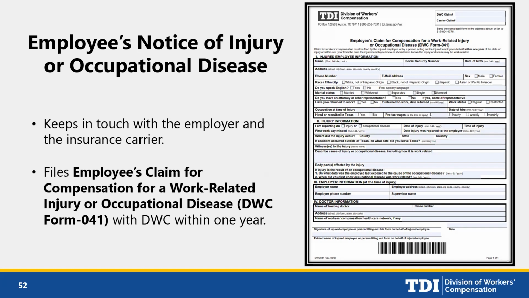So under F for forms, you can find all of these forms. So this is the employee's form. They initiate this form and they send it to us, the Division of Workers' Compensation. And we also want the injured employee to keep in touch with the employer and the insurance carrier. Employers out there, please let them know, your injured employees, that the adjusters and the carrier reps may be calling them. So they expect that call and that communication.